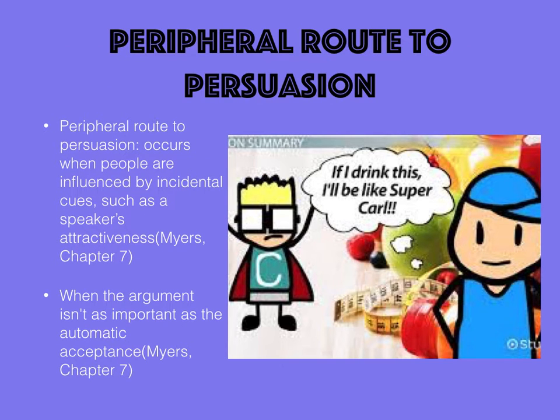Peripheral route to persuasion. Peripheral route to persuasion occurs when people are influenced by incidental cues such as the speaker's attractiveness, when the argument isn't as important as the automatic acceptance. So this is like the Jason Momoa commercial, where people are probably more focused on, oh, that's Jason Momoa and he's becoming less attractive.